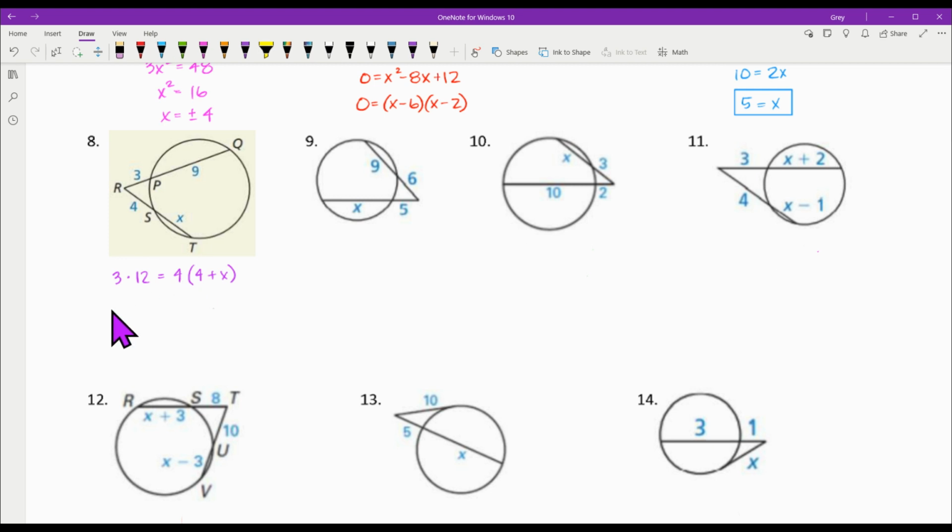And now I'm going to simplify. So on the left I have 36, and on the right I have 16 plus 4x. So I'm going to subtract my 16, 20 equals 4x, and x equals 5. And that is fine. That works out.